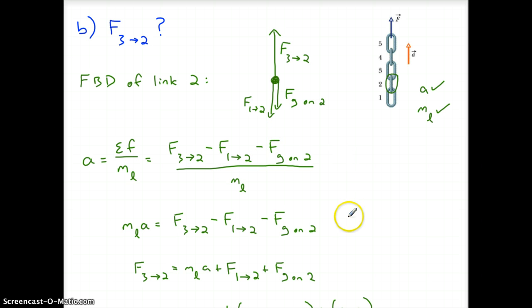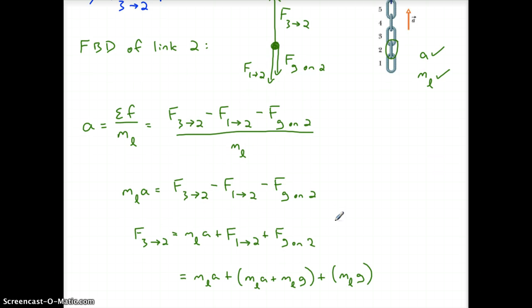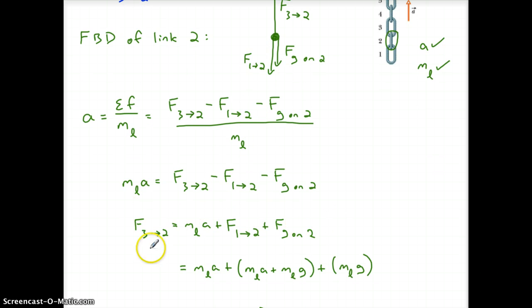Then the next line is algebraic rearrangement. I've just multiplied both sides by the mass of a link. The line following that is more algebra rearrangement. And then in this line, I substitute the force of link 1 on link 2. And where did I get this value? Well, we solved the force of link 2 on link 1 in the previous slide, and Newton's third law says that the force of 1 on 2 must have the same magnitude.